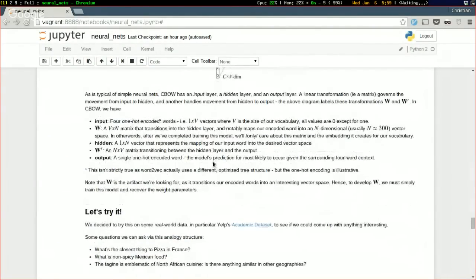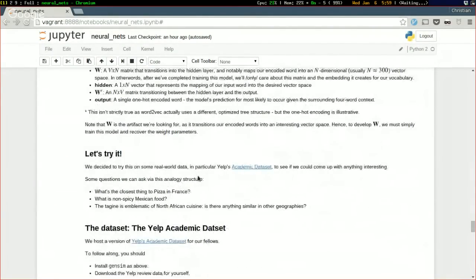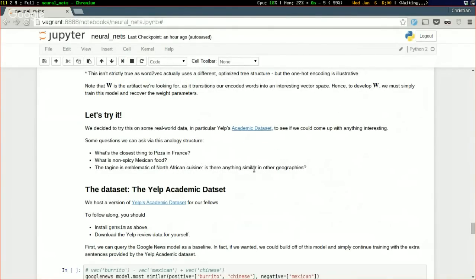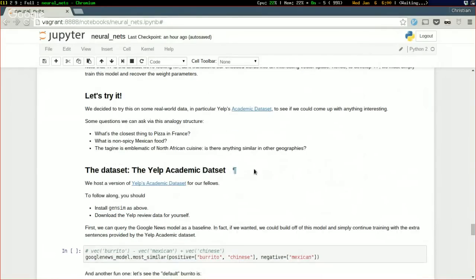Because while theory is fun, let's see if we can get anything from this, and we can do this very quickly, at least with the kind of hardware that we have here at the incubator. So we have a data set here. It's Yelp's academic data set, which is a bunch of reviews from Yelp. It's a very small subset of the data, around a gigabyte in size.